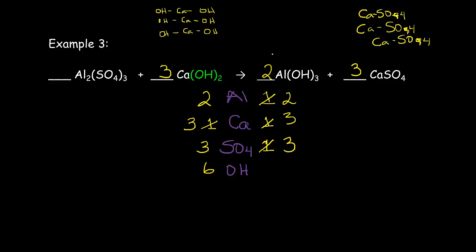Now let's look on the product side. We're going to do the same thing over here. We're going to multiply the coefficient times the subscript because it says we have 3 OHs for every 1 aluminum, but we have 2 aluminum hydroxides. So 2 times 3 is 6. We are now balanced.